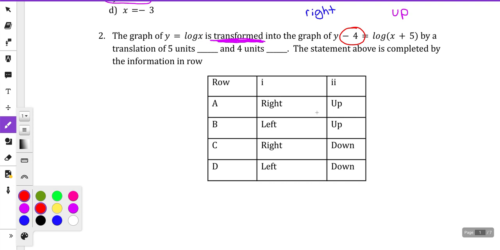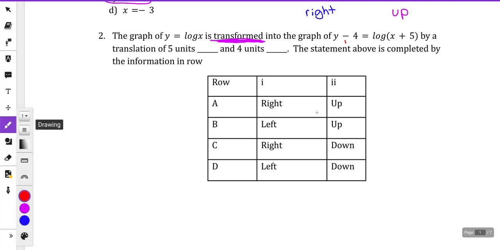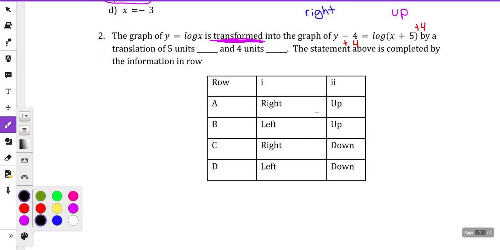But that's just how I like to handle these questions. So for me, when I look at this problem, the very first thing I do is I get y by itself by moving that 4 to the other side. I'm going to add 4 to both sides of the equation. So I now have this: y equals log (x plus 5) plus 4. Notice that the plus 4 is on the outside of the log. It didn't go in the brackets. It didn't go to the 5. And it's outside the log.